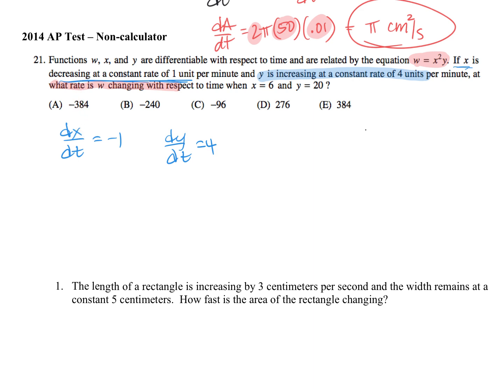Very good. We want dw dt. We don't know what that is. They said what rate? We're like, okay, I don't know. With respect to time, when x is 6, and y is 20. I'm just going to write out all that stuff that they gave me. If we started with this and they want dw dt, to get dw dt from this, I have to take a derivative.